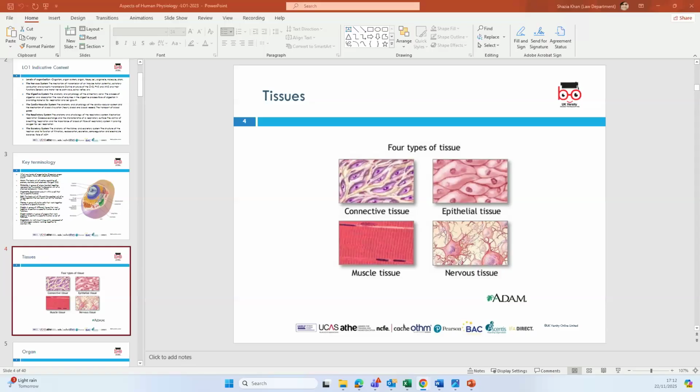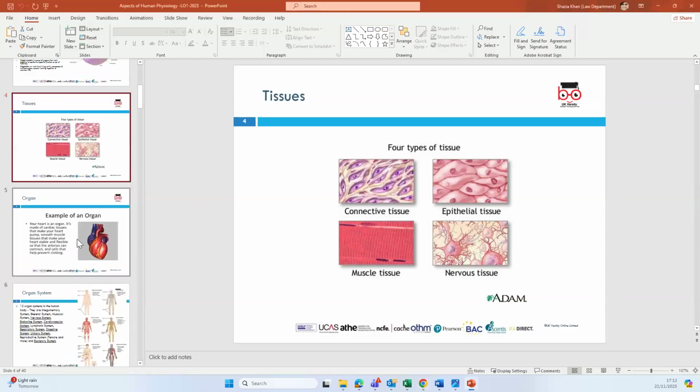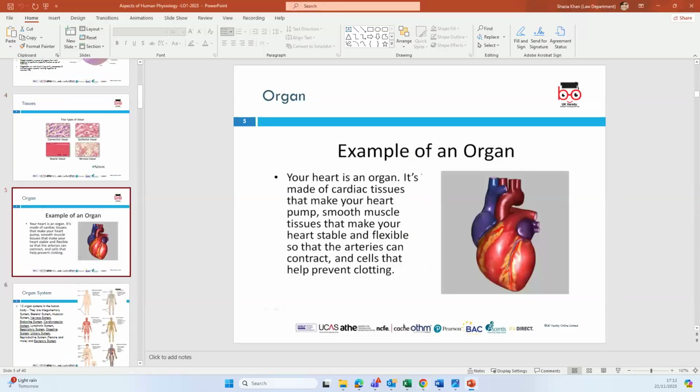Where do you think the nervous system can be found? What parts of the body? We're talking about the brain, the spinal cord, and the nerves. So you can see that in the diagram. Can you see that? Yes, please. Excellent.